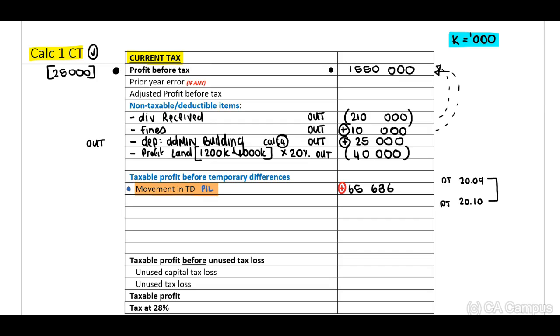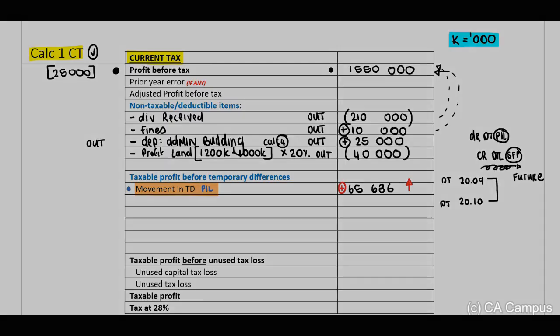Now why? Back to basics. Think about your journal entry. We debit our deferred tax in our profit and loss, and we credit our deferred tax liability in our statement of financial position. Therefore, we provide for a possible future tax. If we provide for future tax, we need to increase our taxable profit or loss. I'm also going to explain it to you this way.